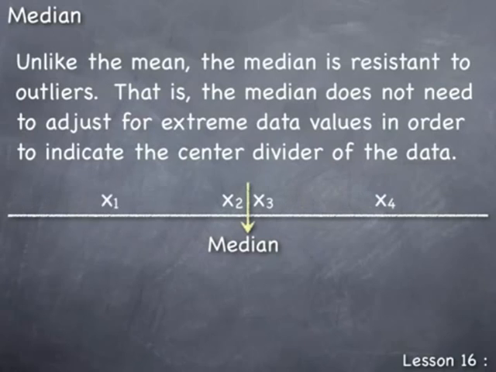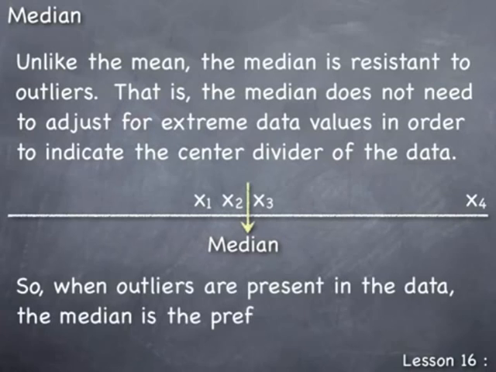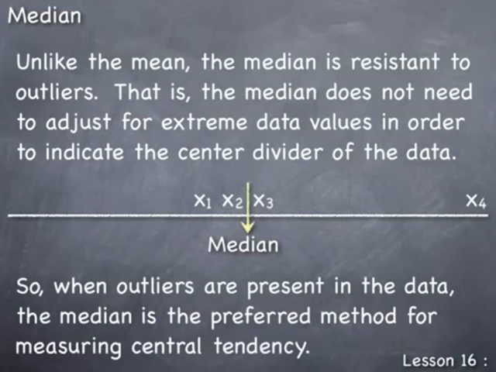And it doesn't matter what the maximum data value is. The maximum data value can be extremely higher than all the rest of the data. The median does not adjust. It still splits the data in half, where half the data is less than and half the data is greater than. It doesn't matter what the extreme data values are. So, when outliers are present in the data, the median is the preferred method for measuring central tendency.